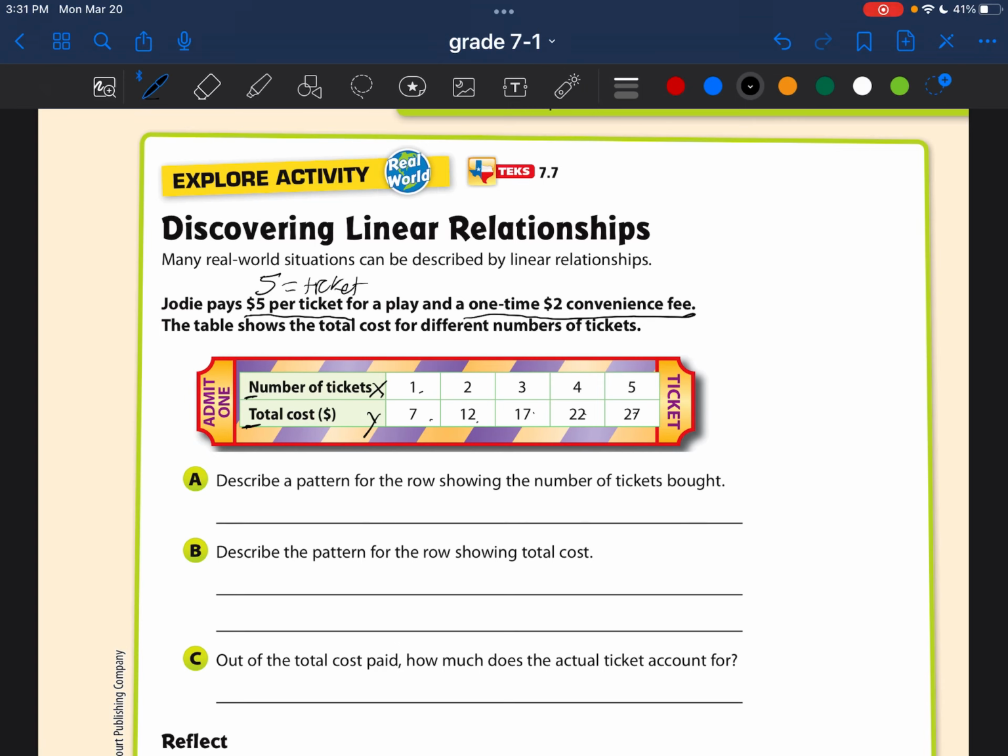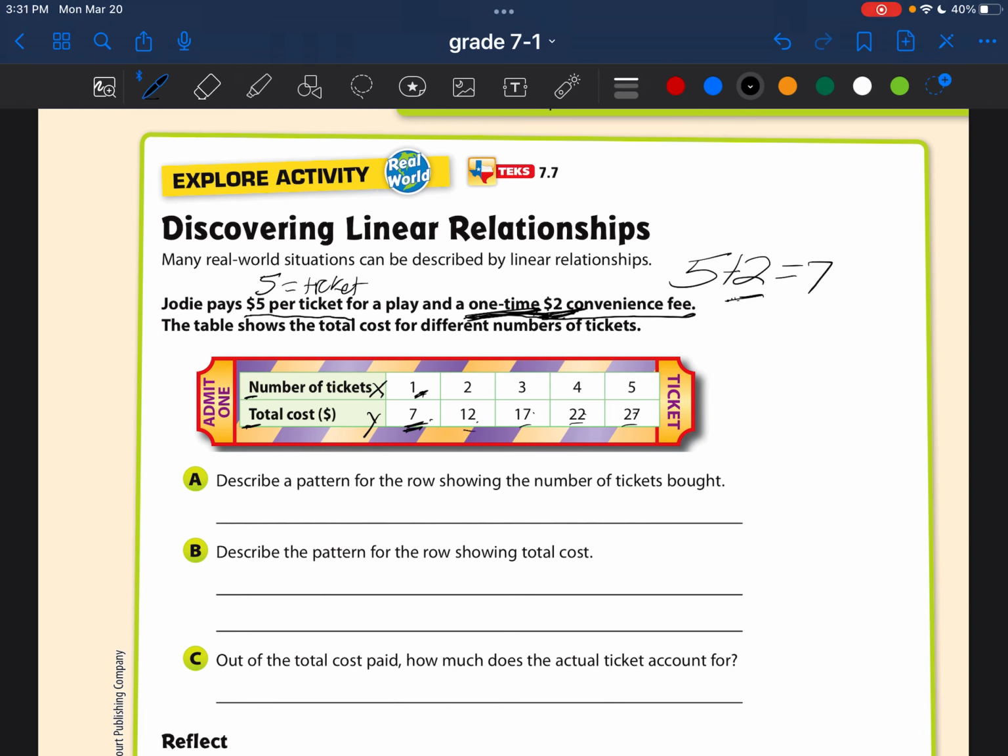Now, I have to ask you, you see here that says $7 for one ticket. Where did that $7 come from? You got it. It came from this $2 convenience fee. We're only paying it one time. So that means we are only doing 5 plus 2 equals 7. That's where we got our 7 from. We're not going to add that 2 ever again for the rest of these.